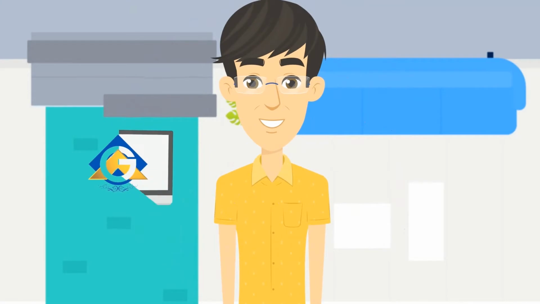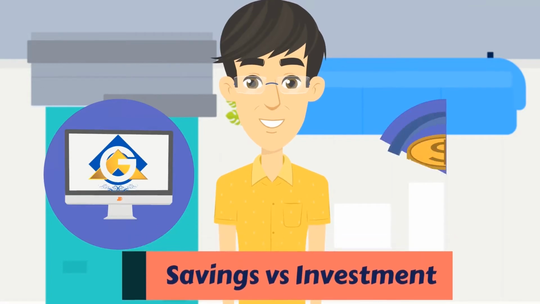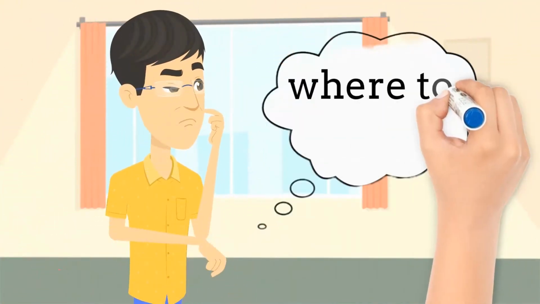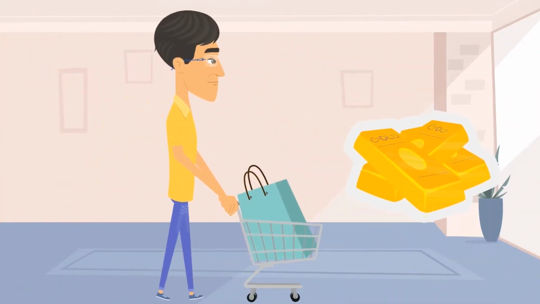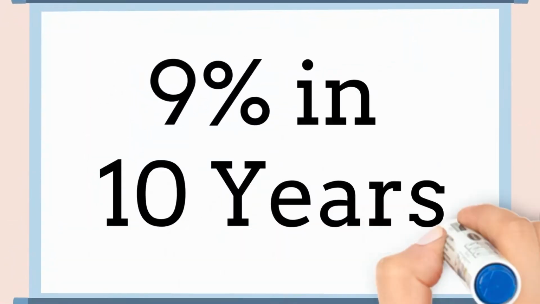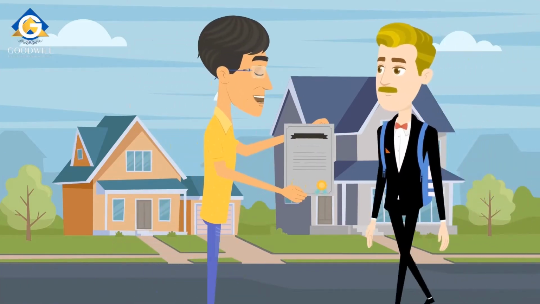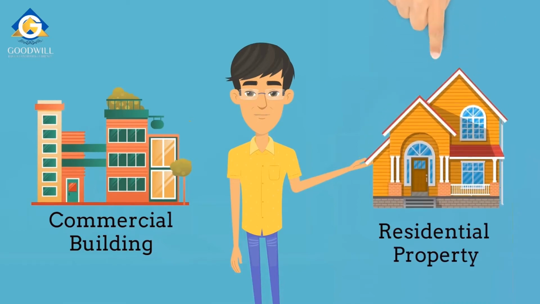Rahul can go and watch Goodwill's video on the difference between savings and investment, or he can invest straight away. Where to invest is the next question for Rahul. Gold coins have provided a return of 9% in 10 years, and it is a safe way. He can buy property. Rahul can buy and sell commercial or residential properties.